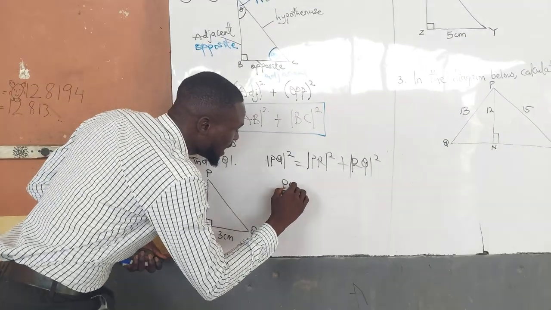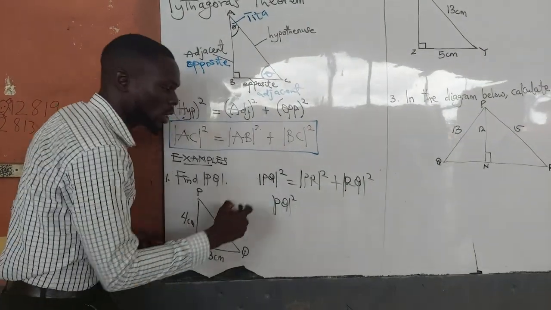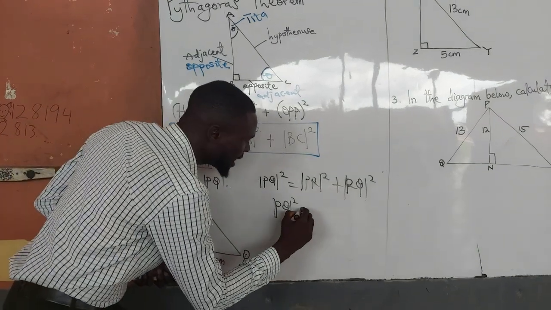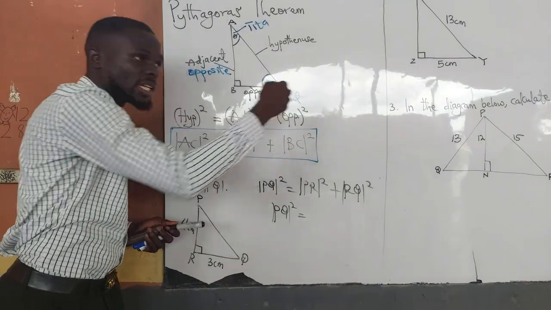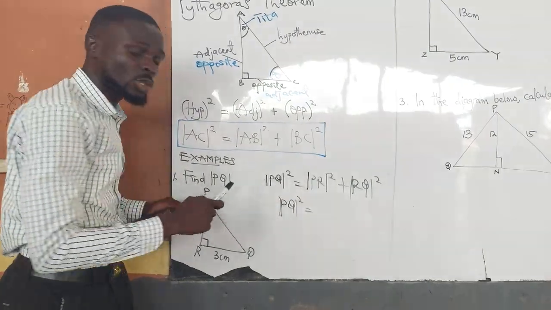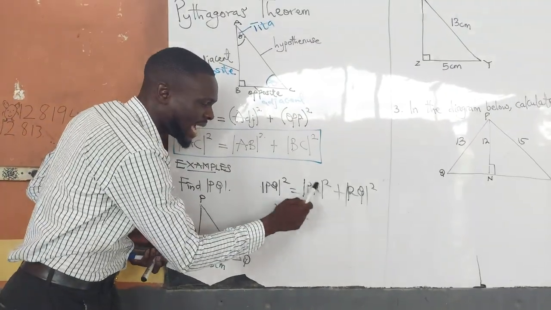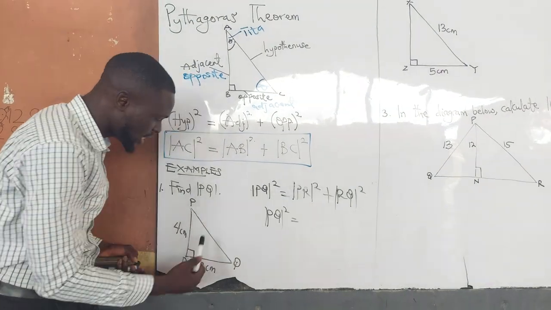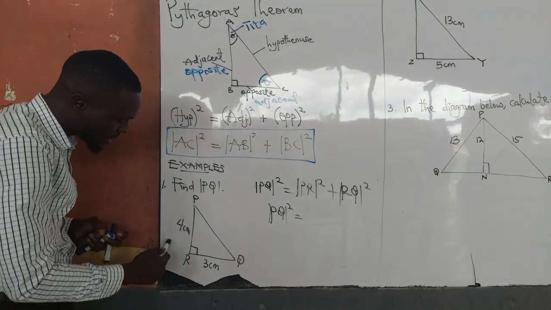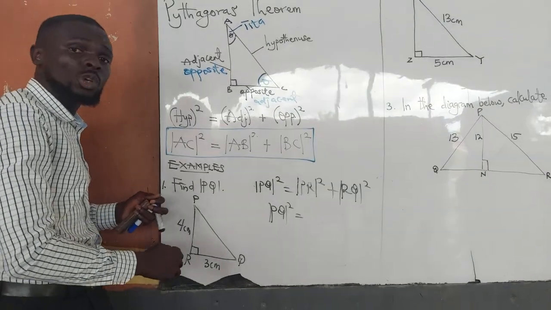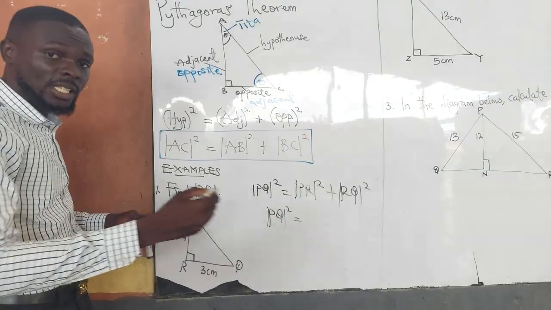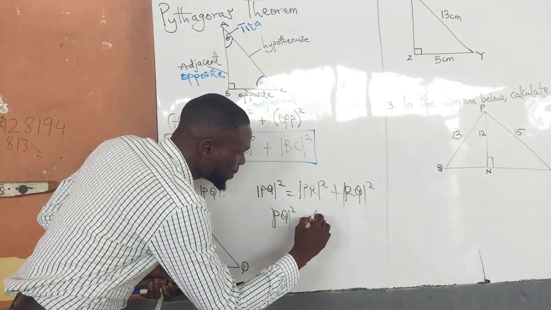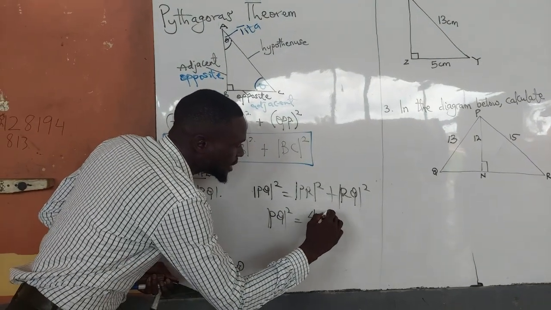So we have PQ squared. Don't get rid of the square. Is equal to PR squared. Sorry, what is the length in terms of figures? What is the length given to PR? PR, they are saying, is 4 centimeters. So we are going to substitute PR with 4 centimeters. So we are going to say 4 centimeters squared.